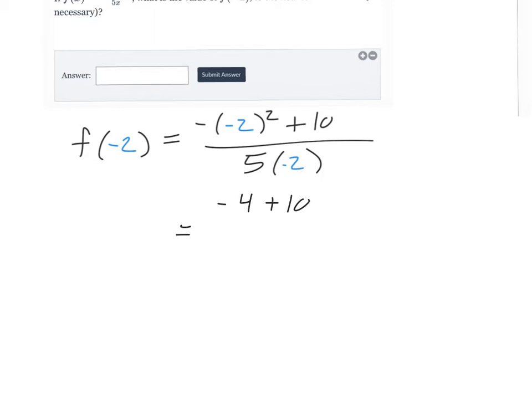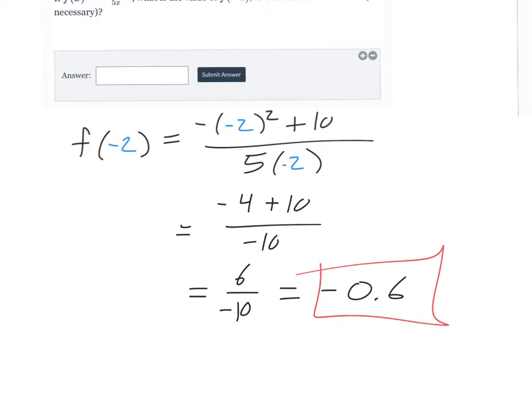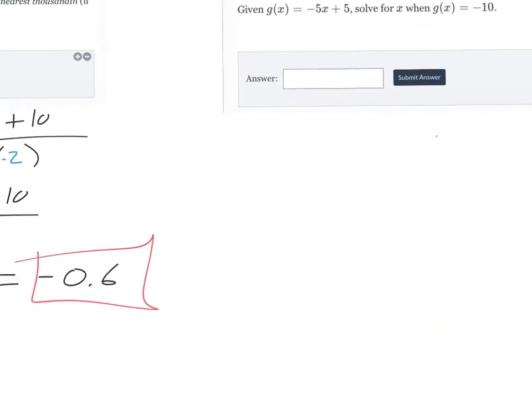So negative 4 plus 10 over negative 10 comes out, let's see, that's 6 over negative 10. Well, we don't need to round this one to a thousandth. That comes out very nicely as negative 0.6. So that's the idea with evaluating. You go through the problem and you plug in the value for x everywhere there's an x, then simplify it down. Sometimes, of course, you might need to do things backwards.